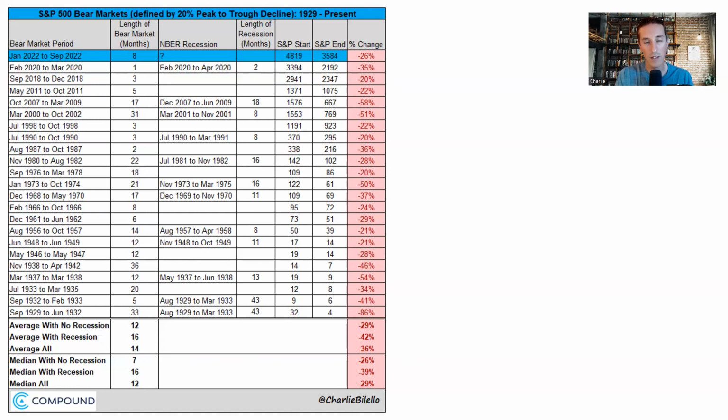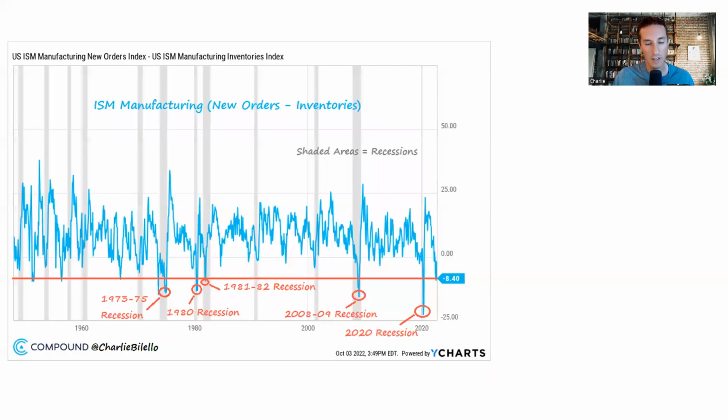Most of the data points today are showing that, the exception being the employment data, the unemployment rate and the continued growth in jobs. But that seems to be an outlier. Everything else seems to be pointing to situations that we've seen in recessions. And this is a big one that I've talked about in prior months, but I'll bring it up again today because we're still at these levels that have been consistent with recession in the past.